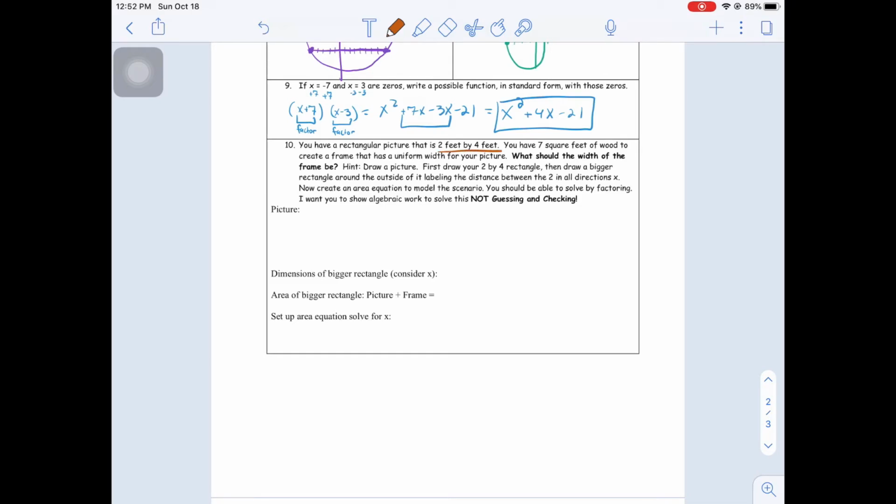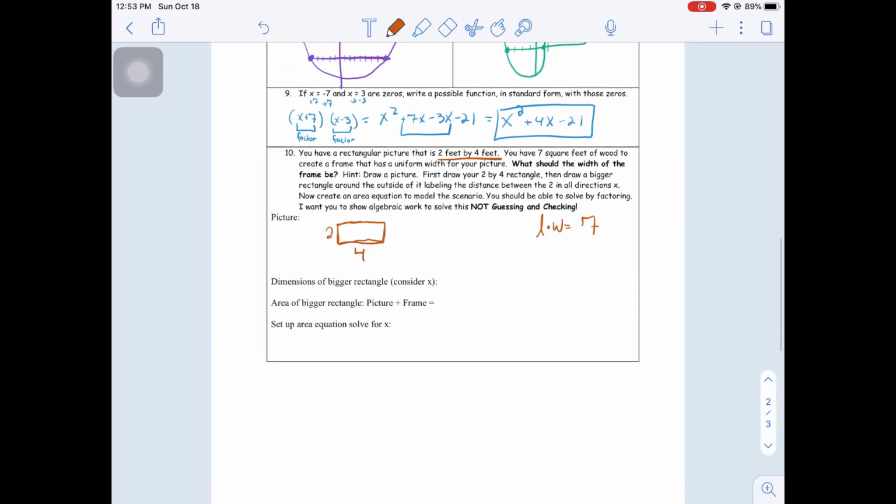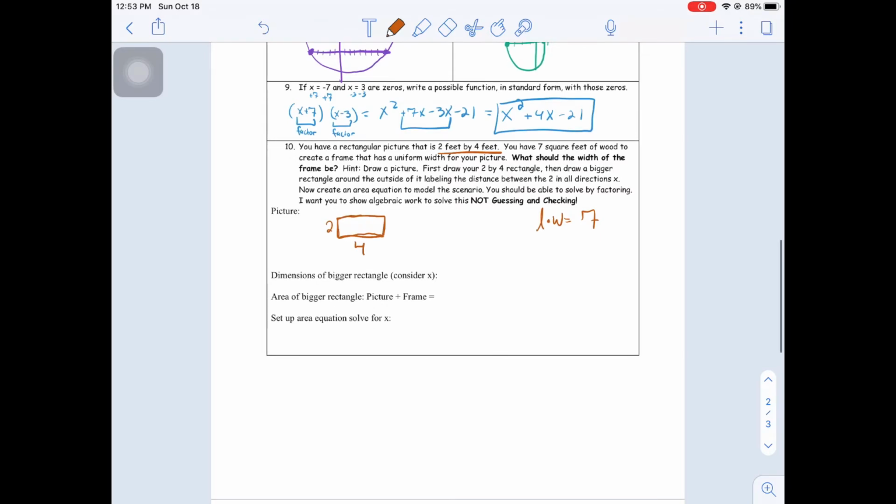We have a rectangular picture that is 2 feet by 4 feet. So then we can draw that, right? It's 2 feet by 4 feet. So it'll look something like this. This is our picture. It says you have 7 square feet of wood to create a frame that has a uniform width for your picture. So 7 square feet of wood. That tells us that a length times a width is going to be equal to 7. It says, what should the width of the frame be?